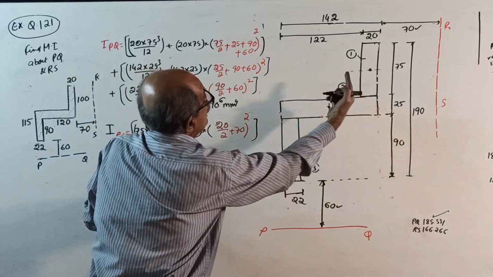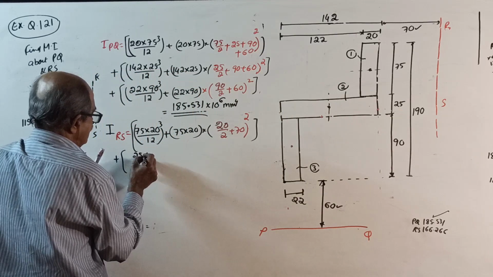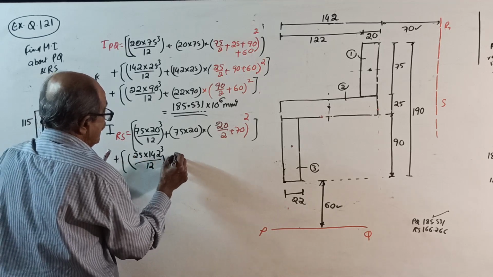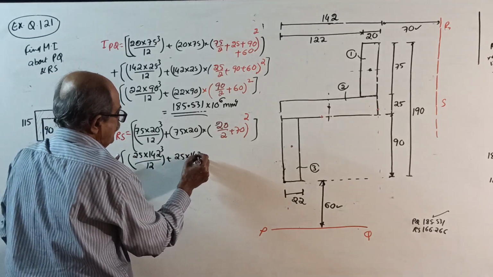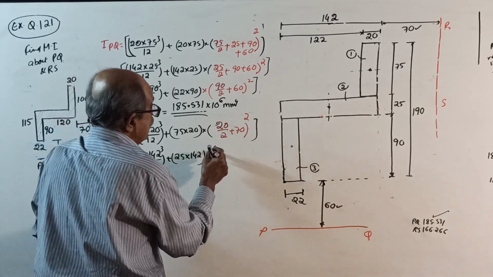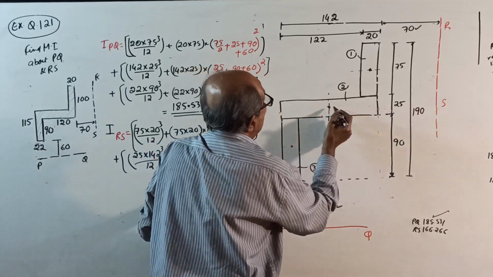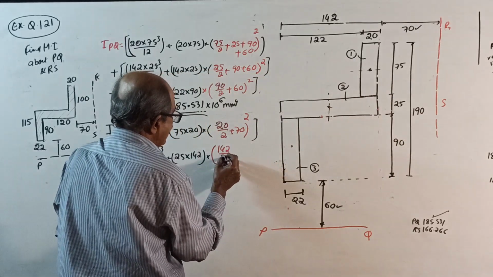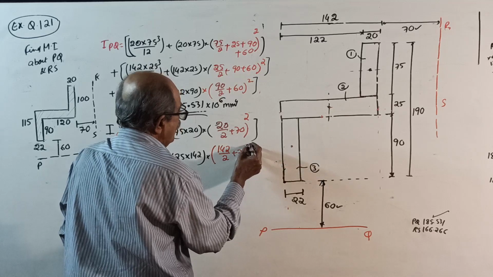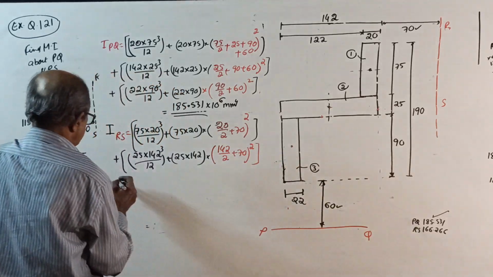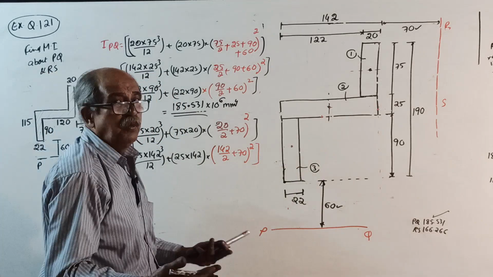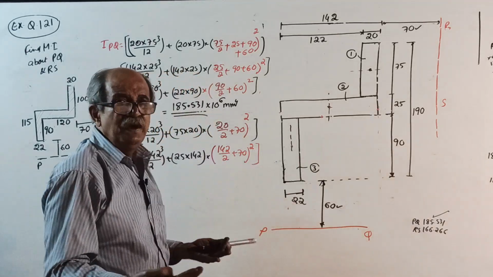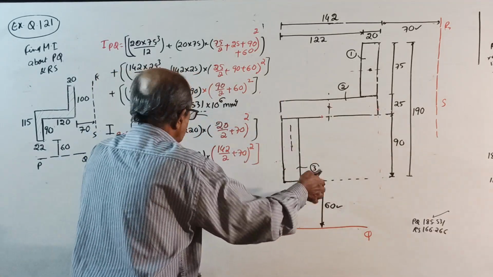Plus here, I about its own axis: 25 into 142 cube by 12, plus area 25 into 142, into the distance from centroid, 142 by 2 plus 70. All this I cannot explain, sorry. First of all, it is an exercise question. Okay. What I am explaining is a bonus for you. Plus I about its own axis, which we have done so many times earlier: 90 into 22 cube by 12.